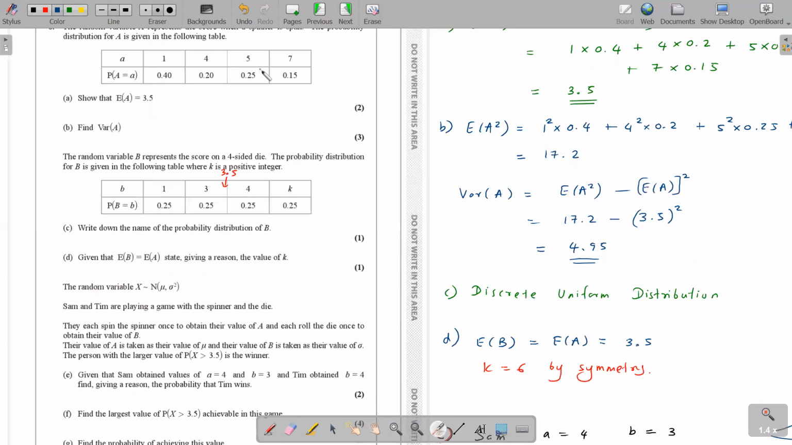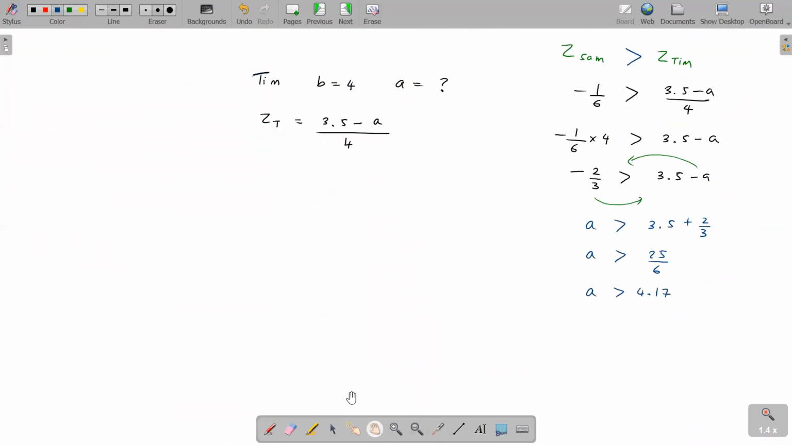You have to get the probability. So A has to be 5 or 7 for Tim to win the game. So get the probability of A is 5 or A is 7. Do you understand? The probability that Tim wins is when A is 5 and A is 7, right? Do you agree with what I'm writing?